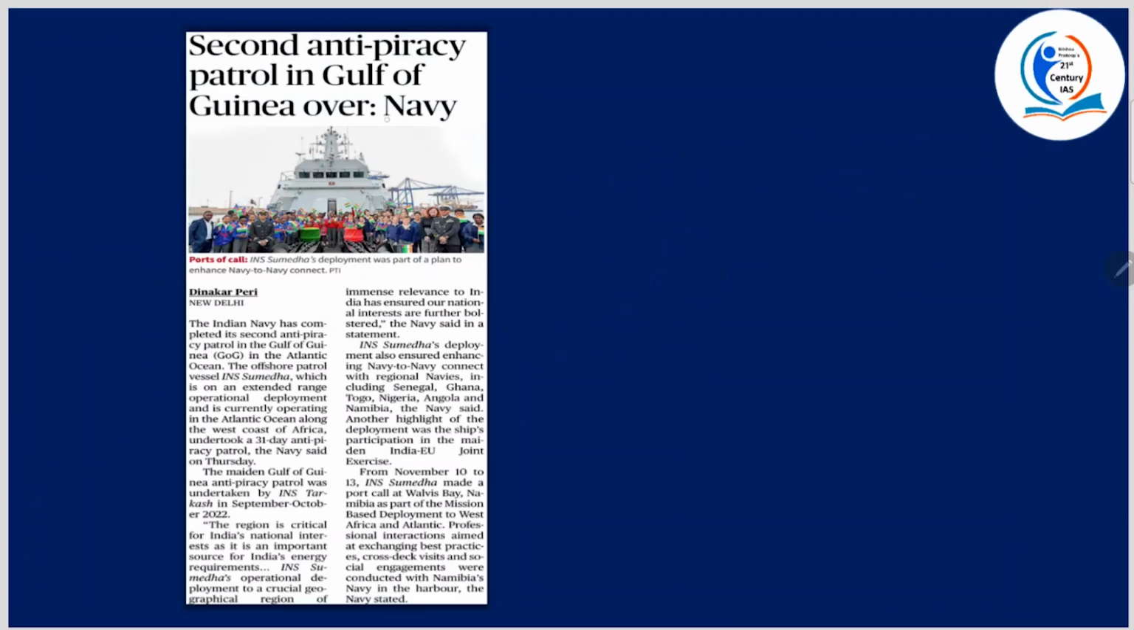Next article. Second anti-piracy patrol in Gulf of Guinea over Navy. In prelims perspective, one, map of Gulf of Guinea is important, and second one, INS Sumedha. Now, what is INS Sumedha? It is a third ship of the indigenously built Sarayu class naval offshore patrol vessels. What is INS? It means Indian Naval Ship Sumedha. Alright? It was built by Goa Shipyard Limited. Okay? And it is part of Indian Navy's Eastern Fleet based in Visakhapatnam. So these are some basics about INS Sumedha.